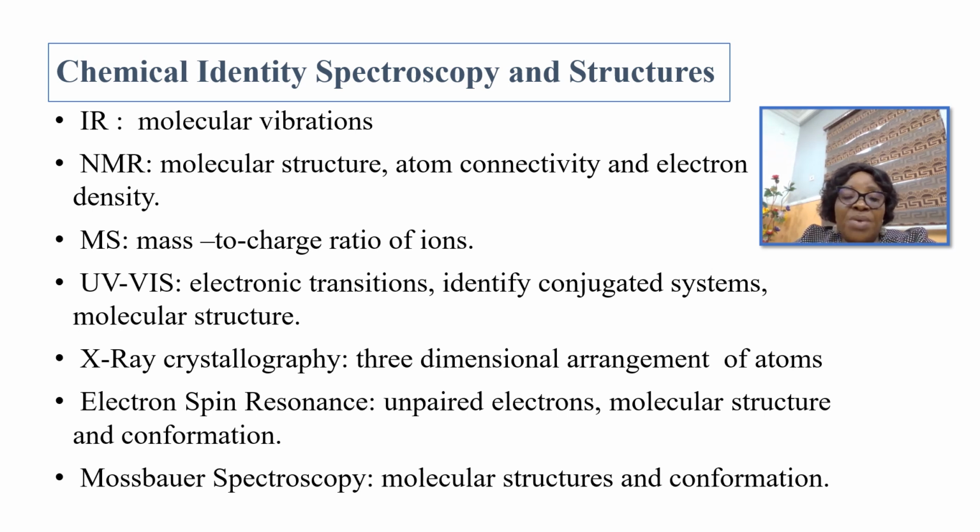We have the mass spec, which determines the mass to charge ratio of atoms, which can be used to identify molecular weight and fragmentations. We also have the UV-Vis, which is the ultraviolet visible, which provides information about electronic transitions, which can be used to identify conjugated dienes and molecular structure.